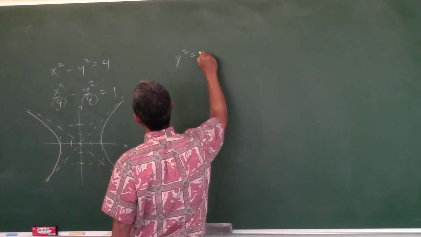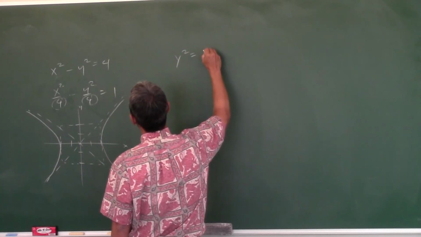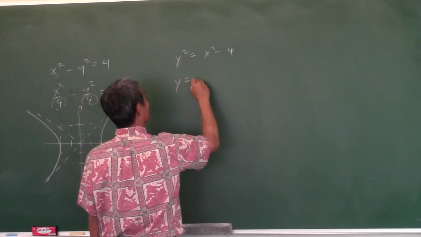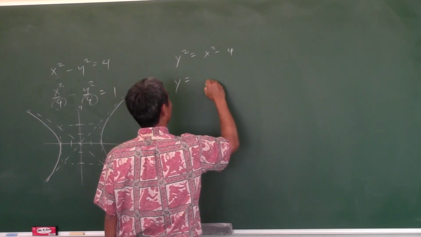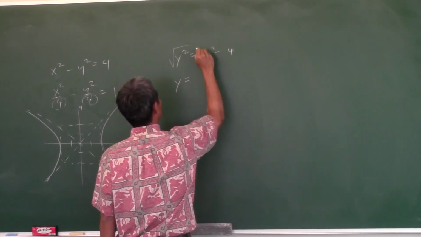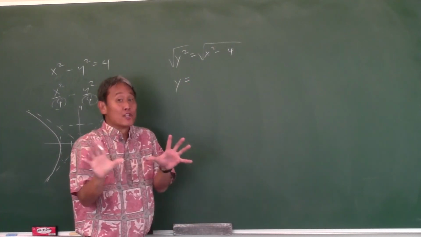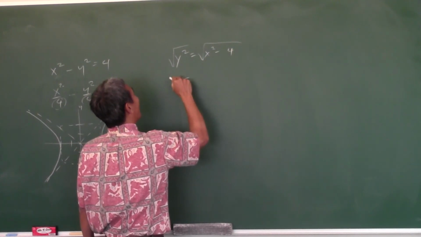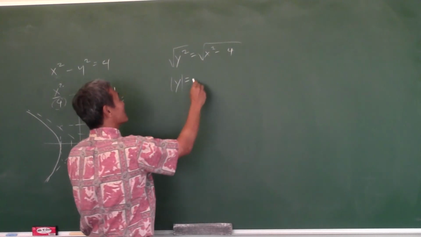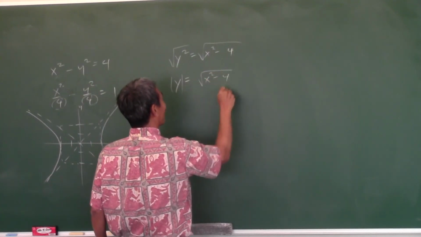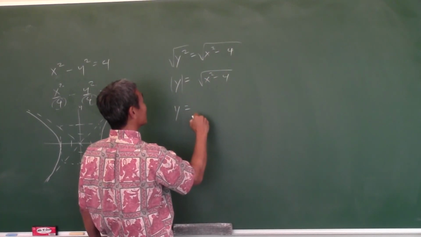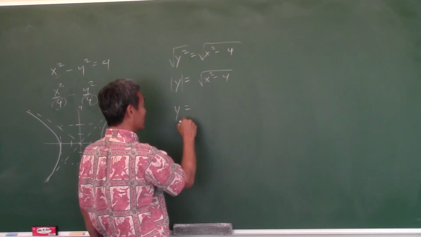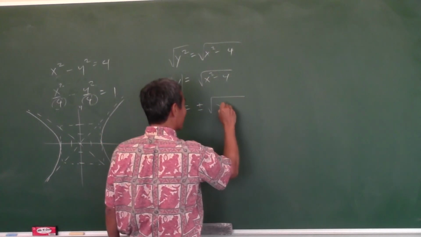y squared equals x squared minus 4. Square root both sides. What is the square root of y squared? Y? No. Absolute value. The absolute value of y is the square root of x squared minus 4. Therefore, y equals, if the absolute value of x equals a, that means what? Positive or negative. y equals plus or minus the square root of x squared minus 4.